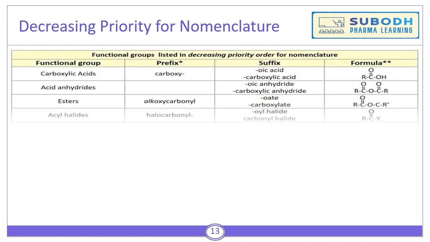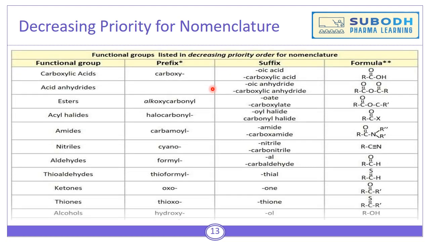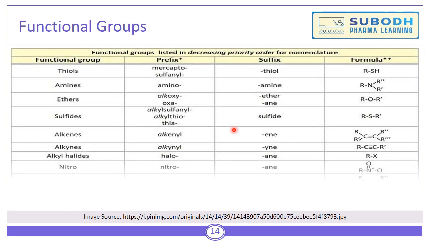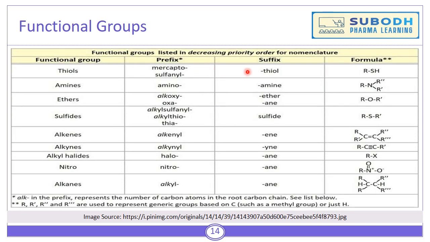The list of functional groups in decreasing priority order for nomenclature is given for your reference. The table also contains the prefix and suffix which will be used while naming the chemical compound.